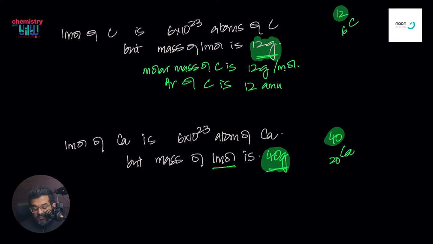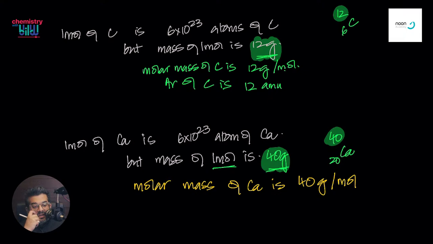Again, the term I want to talk about is molar mass. Molar mass, in this case of calcium, is 40 grams per mole. Now, granted, many teachers don't teach this concept of molar mass because you can mathematically solve it, because molar mass has the same numerical value as AR.